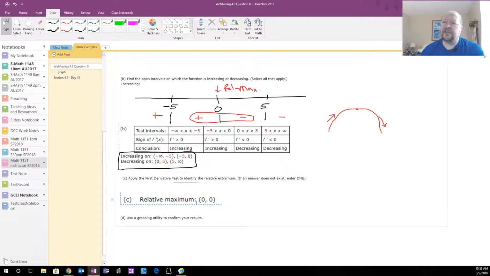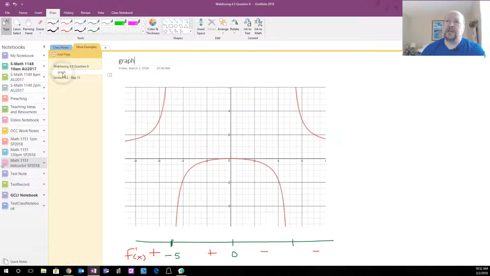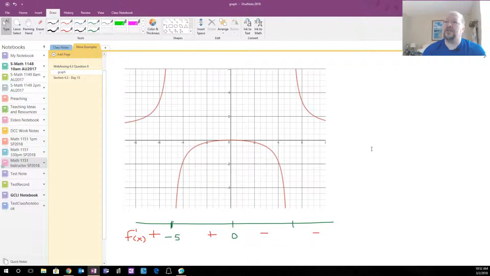Now, last thing, they asked us to take a look at the graph to confirm your results, and I know we didn't really do that in class that much, so I wanted to show you the graph. I put it in Desmos, and I superimposed on the bottom our sign chart so you can see what's going on. As we trace the graph from left to right, look what happens. I start from negative infinity and go toward 5, of course negative 5 is there, and 5 is over here.